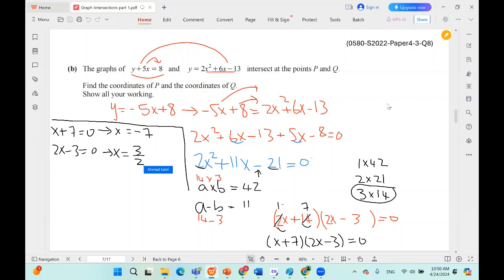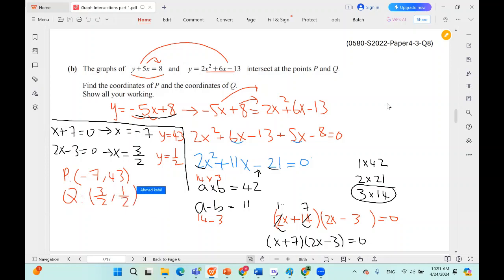Now we can plug them into this equation here to get the y. So y is negative 5 times negative 7, which is positive 35, plus 8, y is positive 43. Here, for the second value, negative 5 times 3 over 2, this is negative 7.5, plus 8 gives us positive half. Excuse me. So our 2 points are, point P would be negative 7 and 43. And point Q would be 3 over 2 and half.